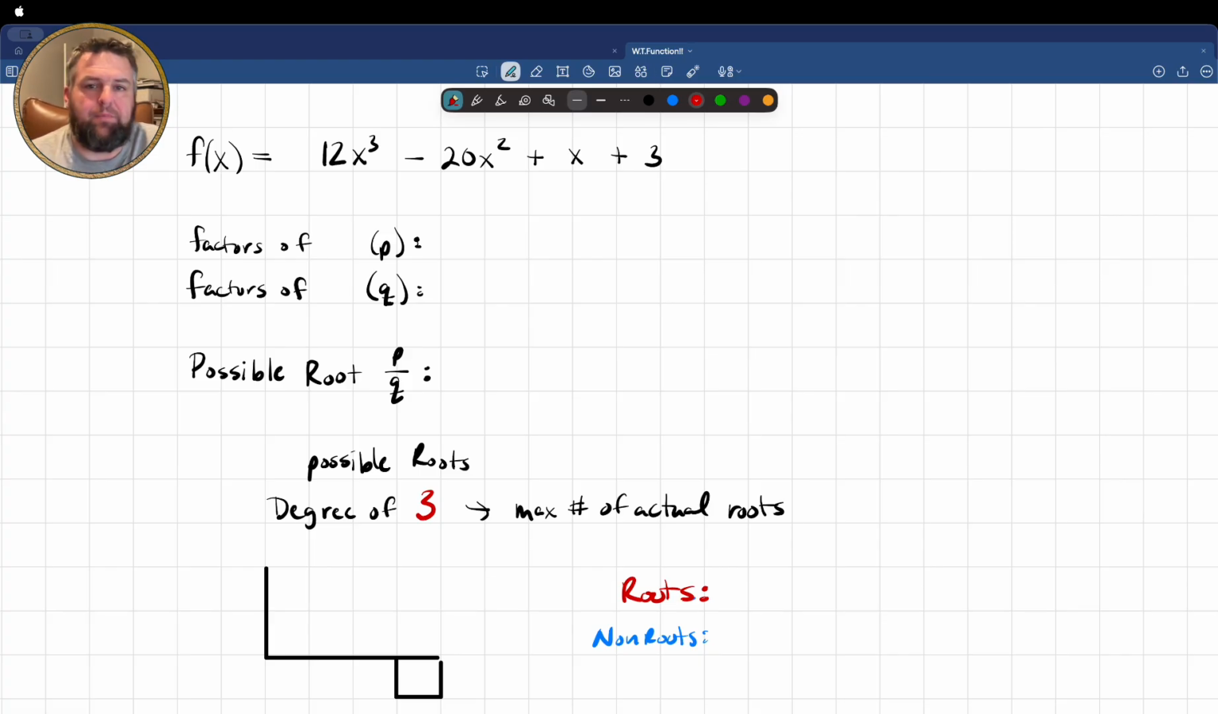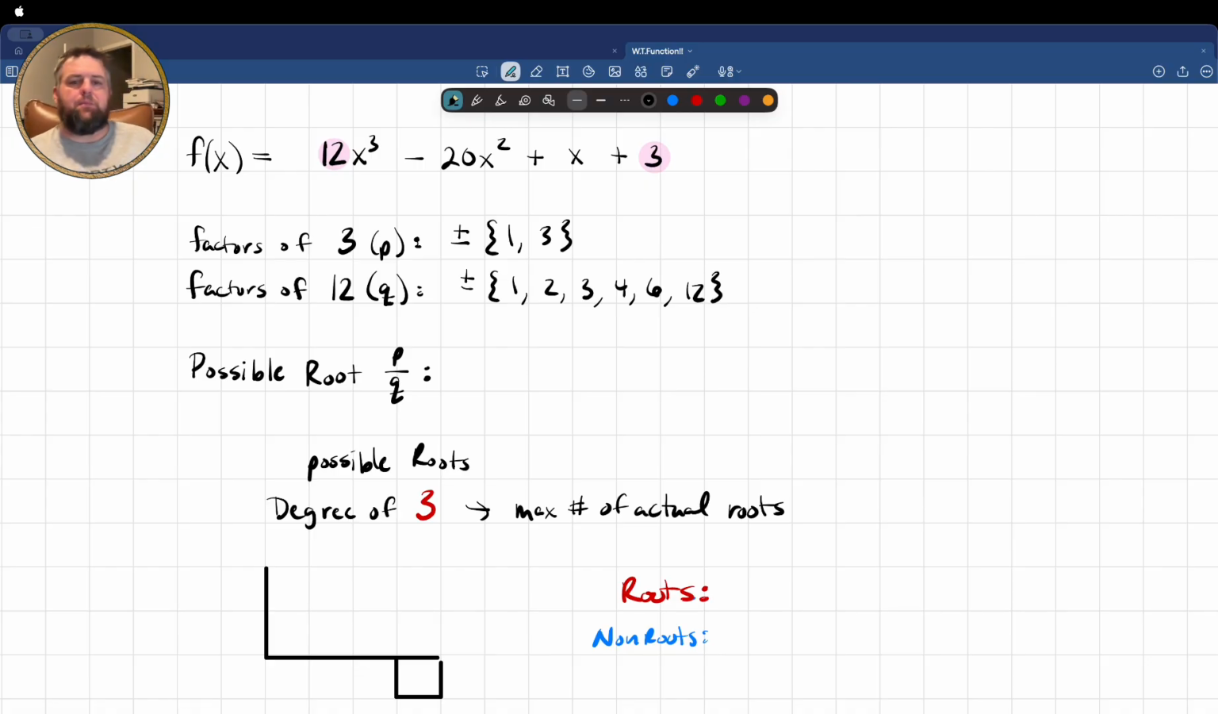So the possible roots are going to be determined based on the coefficient of the constant term. In this case, we're going to be looking at 3. We need to find all the factors of 3, which is going to be plus and minus 1 and 3. Then we're going to find all of the possible factors of the leading coefficient term, which is 12. So we're looking for all the possible factors of 12, which is going to be plus minus 1, 2, 3, 4, 6, and 12.